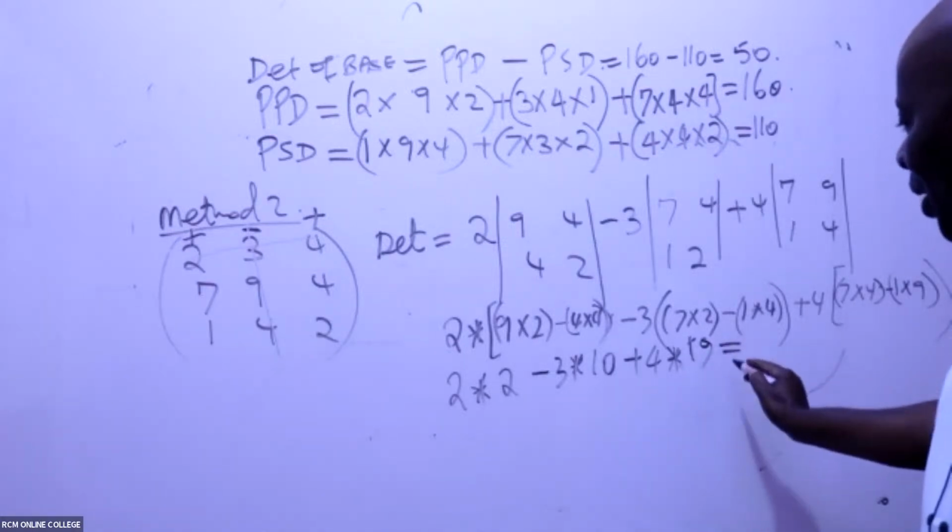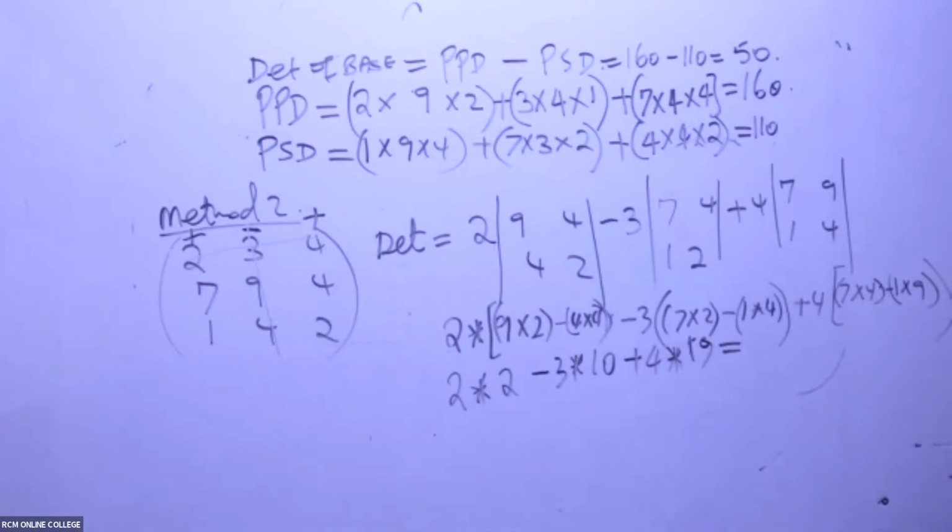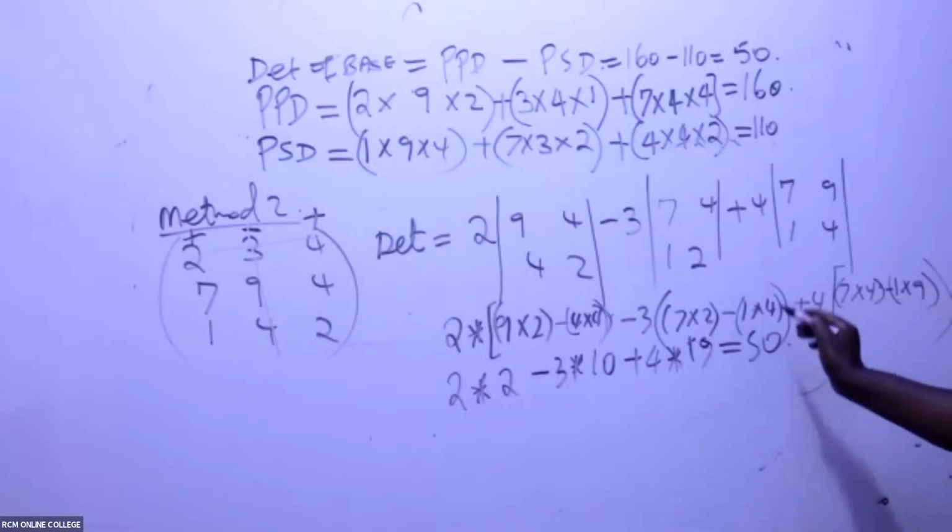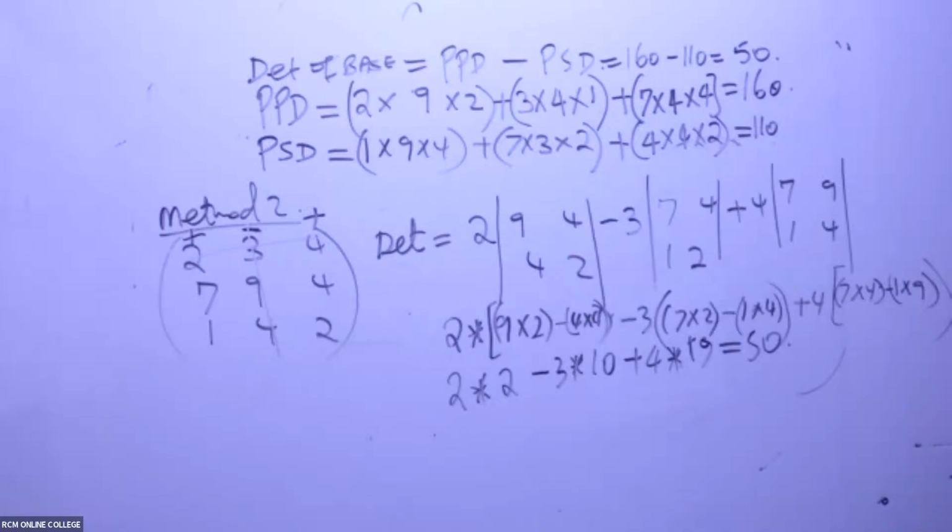So then using your calculator, can you kindly give me the final answer now? So it is 2 times 2 minus 3 times 10 plus 4 times 19. And that is the determinant. So the determinant there is 50. And that is the same answer we got using the other method.